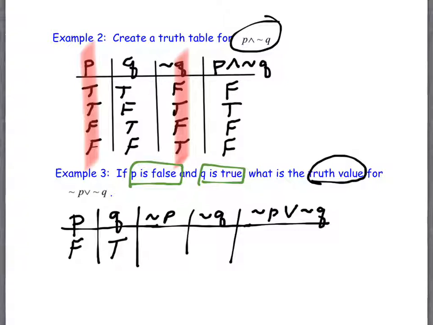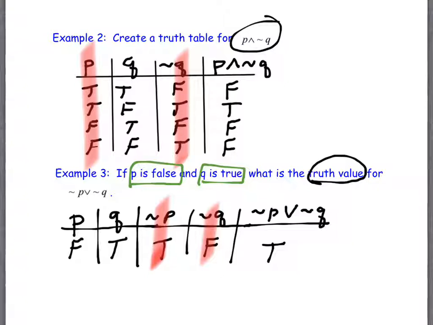So if P is false, what's tilde P? Good. And if Q is true, what's tilde Q? False. And then we're going to compare these last two columns to create the or statement. So if I've got a true and a false, and I join them with the word or, what do I get? True. That is true.